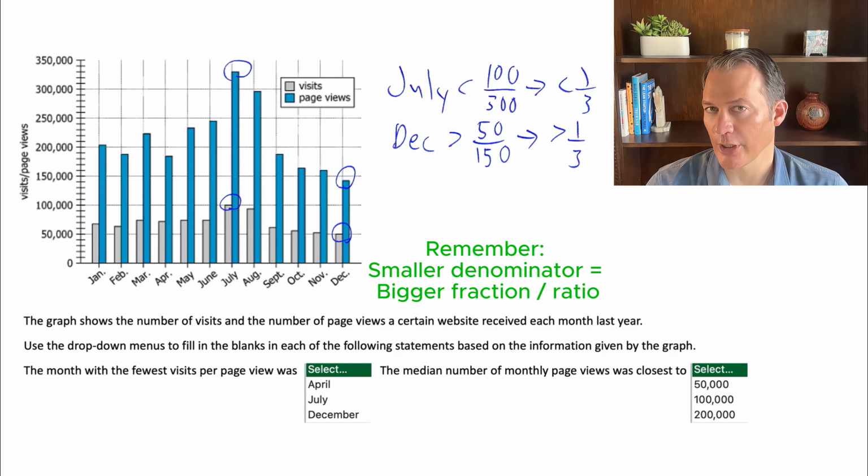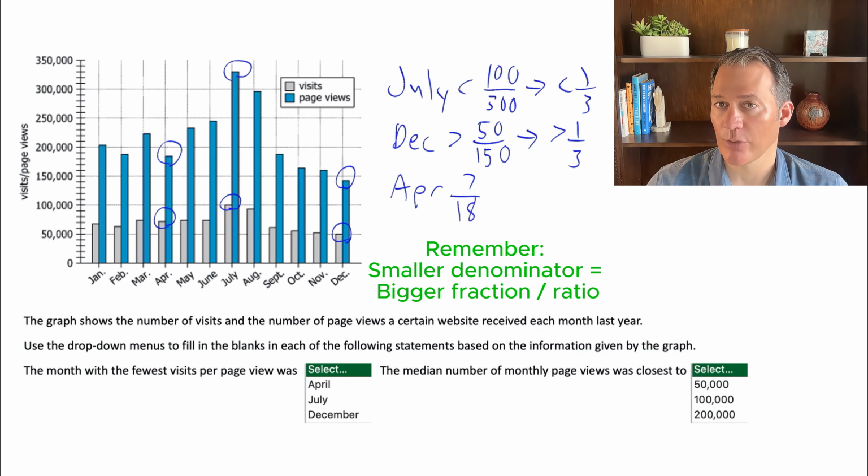Now April is a little trickier. It's about 70,000 visits and about 180,000 page views. Now 7 to 18 may not mean much to you right away, so compare it to 1 to 3. If the ratio were exactly 1 to 3, then 7 in the numerator would pair with 21 in the denominator. But here the denominator is only 18, which is smaller than 21. That means the ratio has to be bigger than 7 to 21 or bigger than 1 to 3.